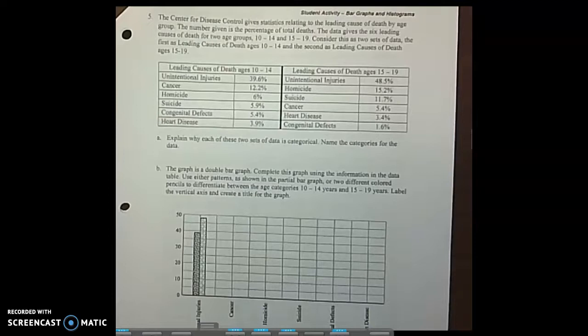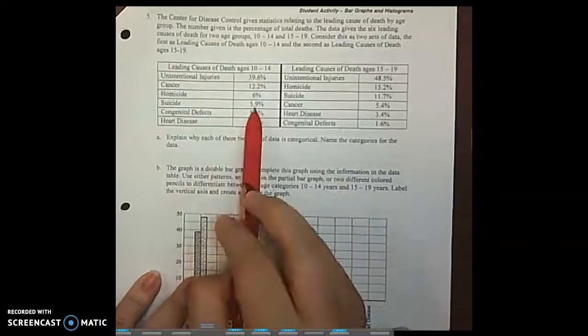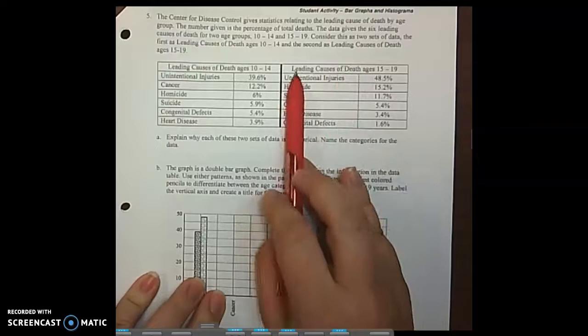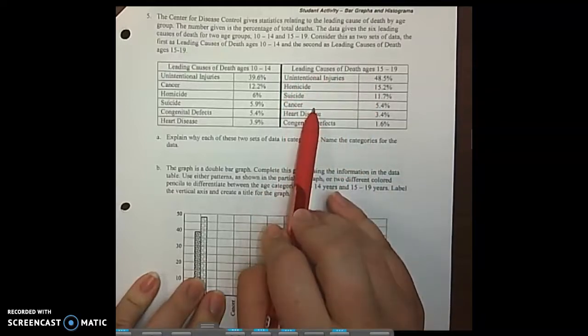Reading number 5, it says the Center for Disease Control gives statistics relating to the leading cause of death by age group. The number given is the percentage of total deaths. The data gives the 6 leading causes of death for 2 age groups, 10 through 14 and 15 through 19. Consider this as 2 sets of data. The first is the leading cause of death, ages 10 through 14, so that would be this data table here. And the second is the leading cause of death for ages 15 through 19, so this would be that data table here.